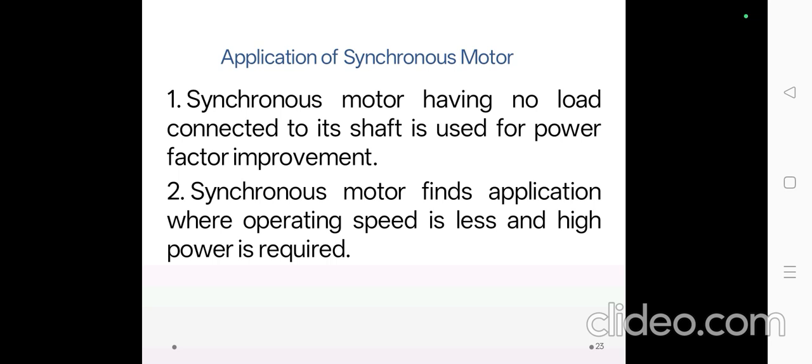Synchronous motors are often used as power factor correction devices, phase advancers and phase modifiers for voltage regulation of the transmission line. This is possible because the excitation of the synchronous motor can be adjusted as required.